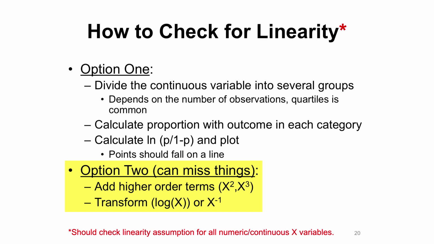You can then check the model with the higher order term or transformed x to see if this addresses the problem. But the issue with this second approach is that it won't capture every type of nonlinearity. For example, if you include x squared, you will only catch quadratic curve linearity. So you can miss things. So the first option to check linearity may be better to understand the relationship between x and y. And then you can try to use these kinds of transformations to address any problems with linearity that you might have.